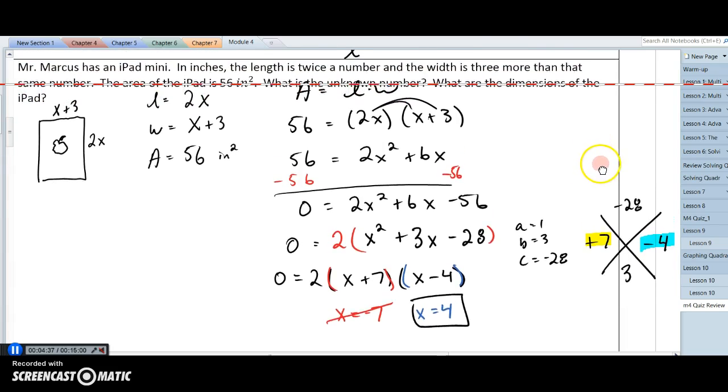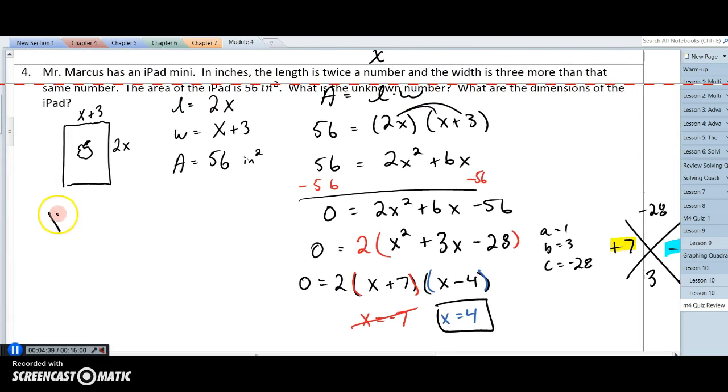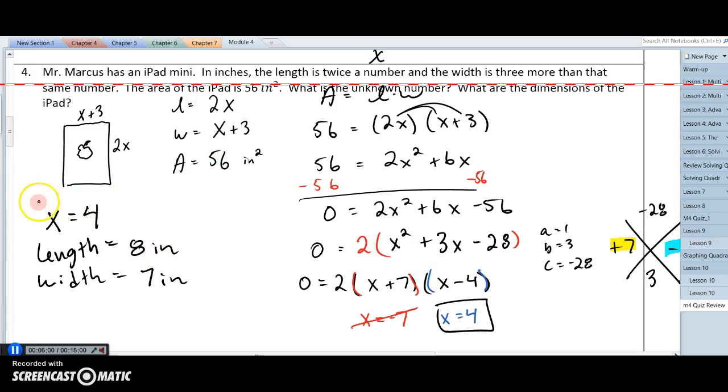What is the unknown number? We know that x equals 4. So that means the length is 2 times 4, which is 8 inches. And the width is 4 plus 3, which is 7 inches. There you go. There is the iPad problem.